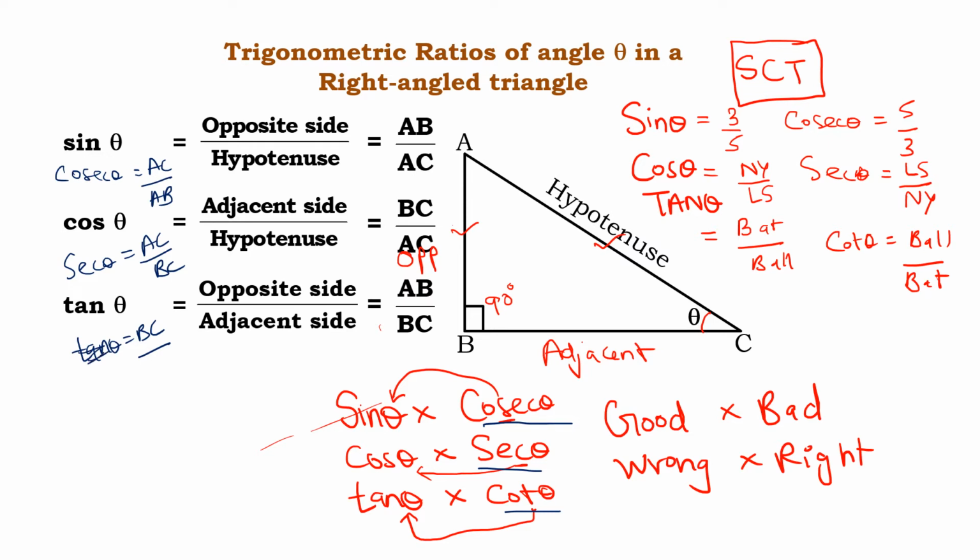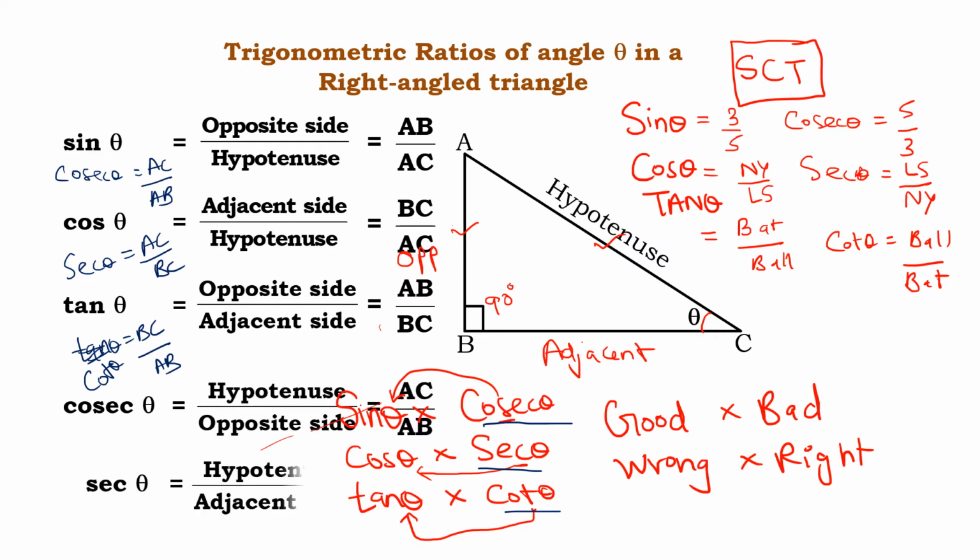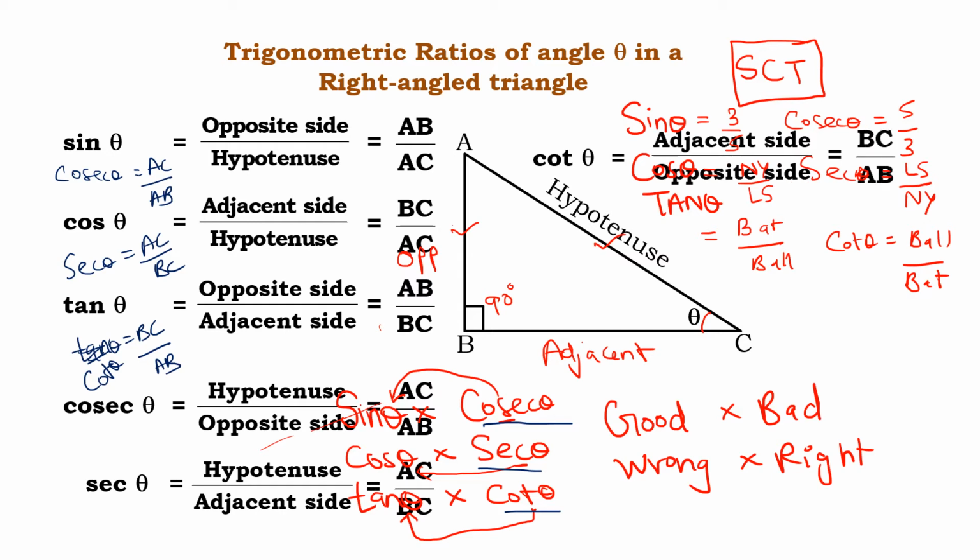Let me correct this. This is cot theta, BC upon AB. As you can see, the value of cos theta is AC upon AB, then sec theta, and then we got cot theta as BC upon AB. Now moving forward, how to remember this?